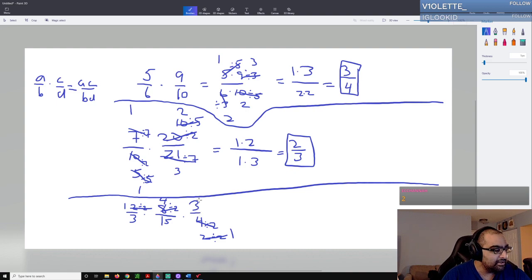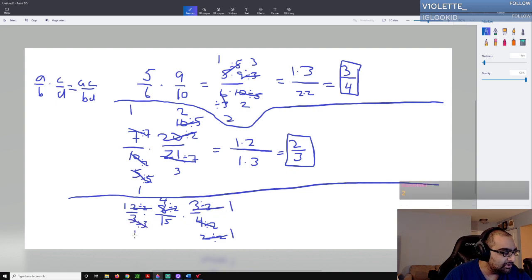Okay, now let's look at 3, our last number here. Does 3 have anything in common with 3? Well, of course it does. 3 and 3, that just goes together. So we're going to divide by 3 on both the numerator and denominator. So 3 divided by 3 is 1. Now we have no more numbers that have anything in common.